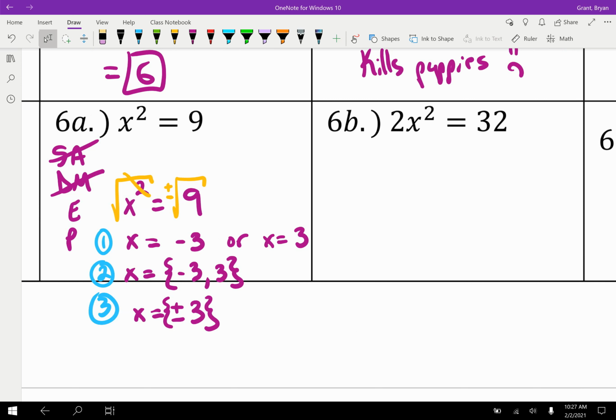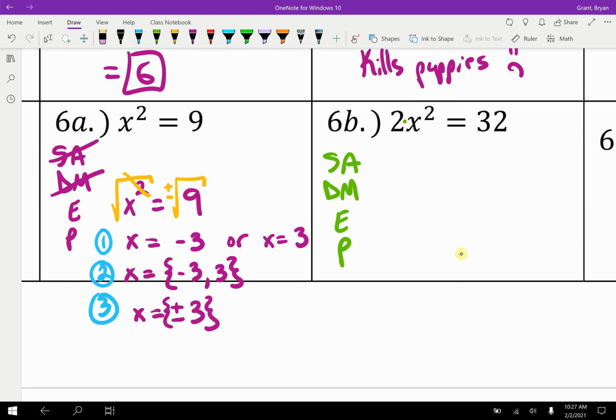Alright, I hope you found success. I did tell you that I'm going to do the same thing every time. I'm going to list that SADMEP over on the side, and we'll see how you did. Okay, there are 2 numbers attached to x this time. 2 is multiplying, and this 2 up here is an exponent.